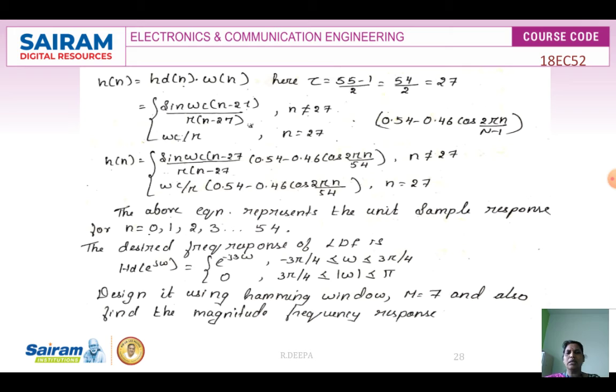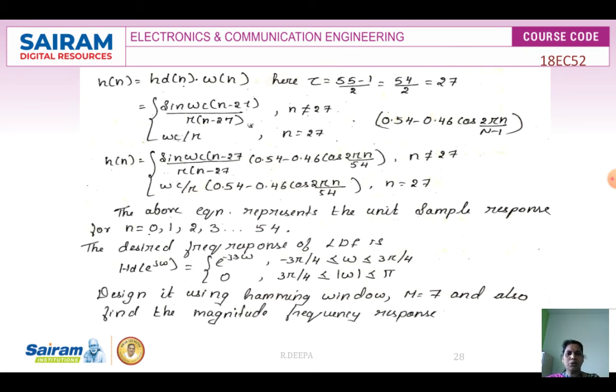So this h of n represents the impulse response of the low pass FIR filter. Since the range of n is very high, that is 0, 1, 2, 3 up to 54, you would need to calculate all of them. So instead of listing out all the values, I have written this h of n, which represents the impulse response of the filter. This is all about the design of the FIR filter using Hamming window.